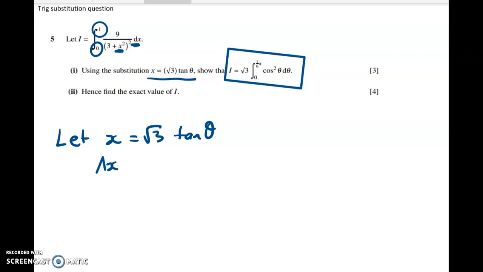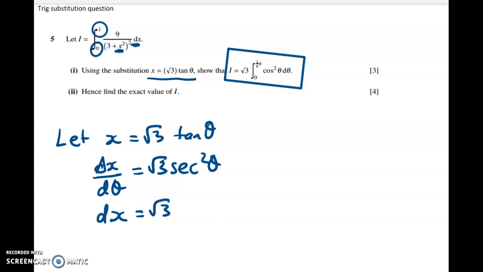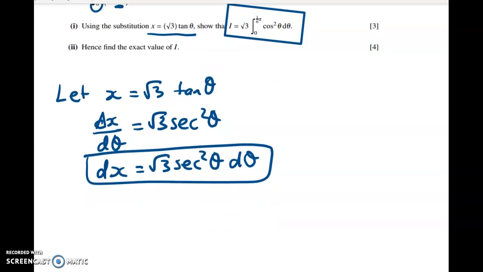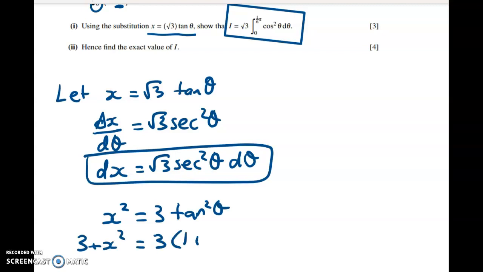So dx by d theta is going to equal √3 sec squared theta. Rearranging that, because I want to sub out the dx, I get √3 sec squared theta times d theta. So that's the first thing that we're going to change over. And now I need to have 3 plus x squared, all squared. So x squared is equal to 3 tan squared theta. 3 plus x squared is equal to 3 times 1 plus tan squared theta.